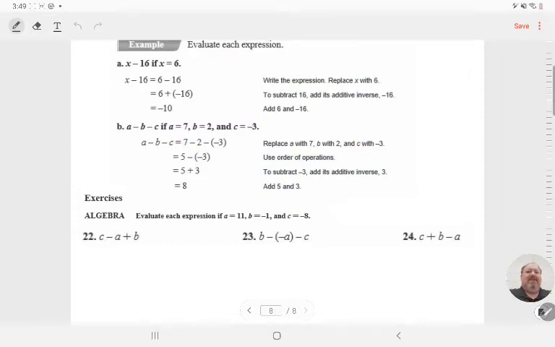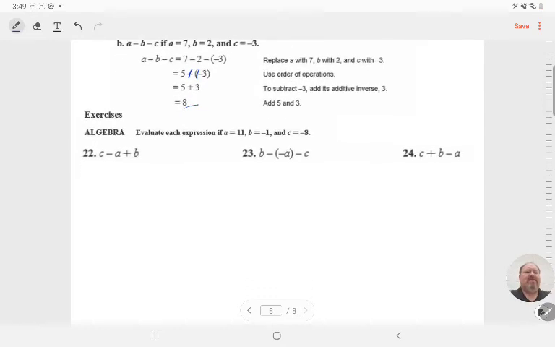X minus 16 if x is 6. 6 minus 16, that could be the same as 6 plus a -16 or -10. And then a minus b minus c equals, we substitute in what we know. A is 7, b is 2, and c is -3. So 7 minus 2 is 5. Keep, change. 5 plus 3 is 8. Okay? Take a second, answer these, then come back and see how you did.